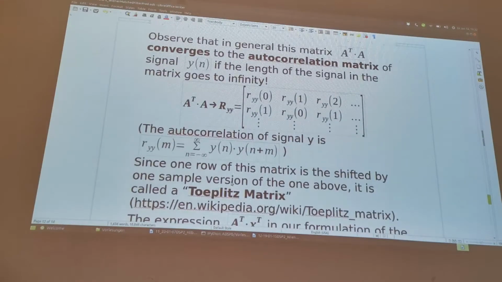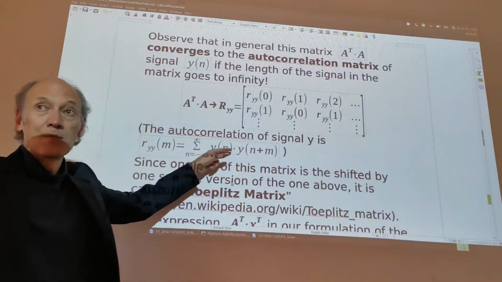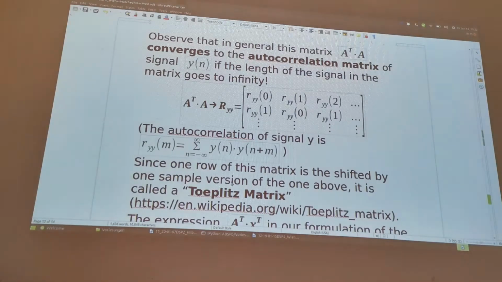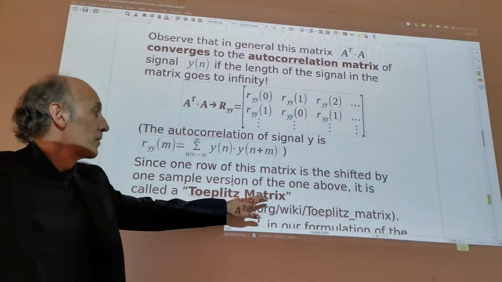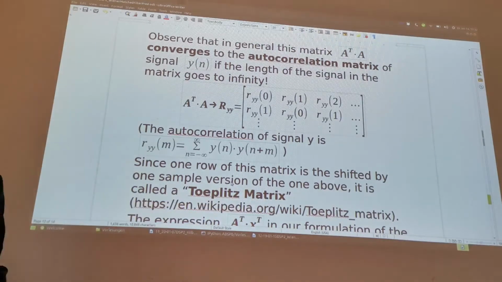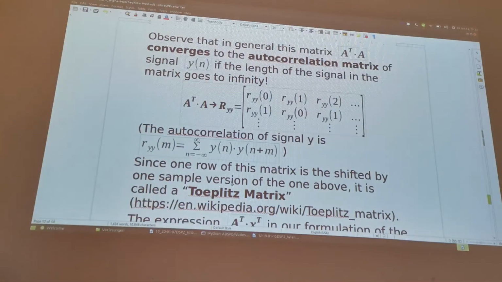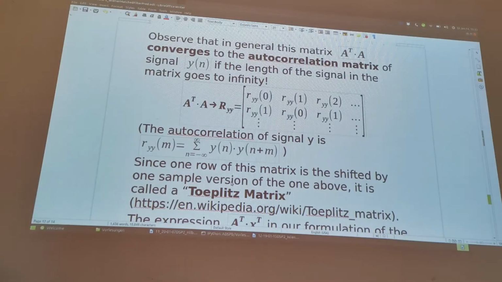Think about how autocorrelation is defined. This is what happens in this matrix multiplication, A transpose A. And this type of matrix is also called a Toeplitz matrix. If the next row is completely identical to the one above, except that it is shifted, then this is called a Toeplitz matrix. And you can also find it here in Wikipedia.